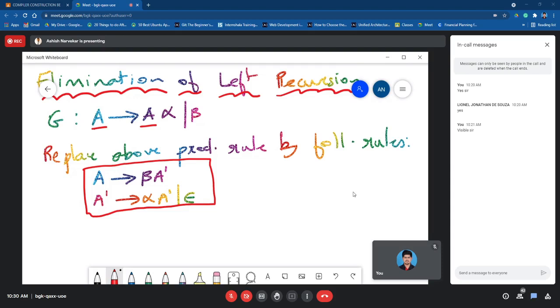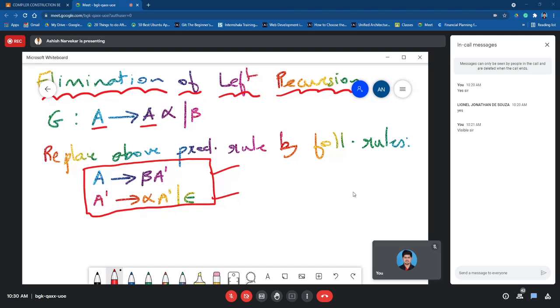So in this case, we can see that there is no left recursion existing. A derives beta A dash. So the left hand side variable or non-terminal is not appearing as the leftmost symbol in the right hand side, in this one as well as in the second one. So we can see that the left recursion has been eliminated.